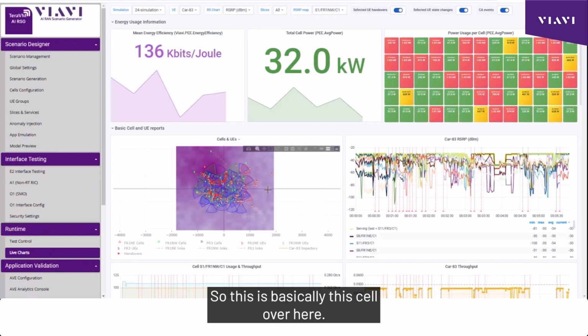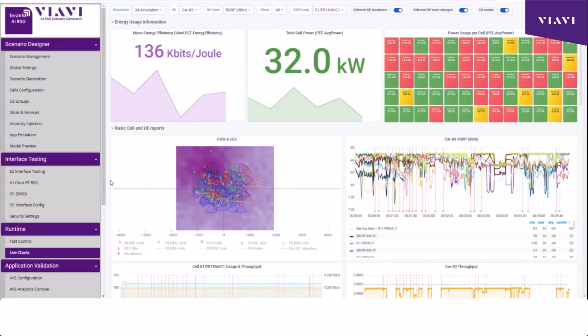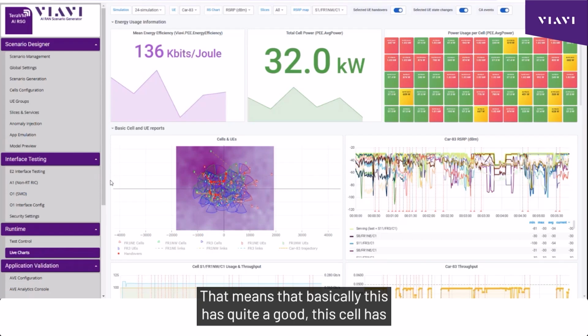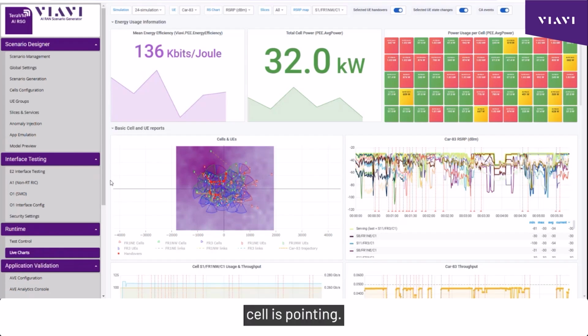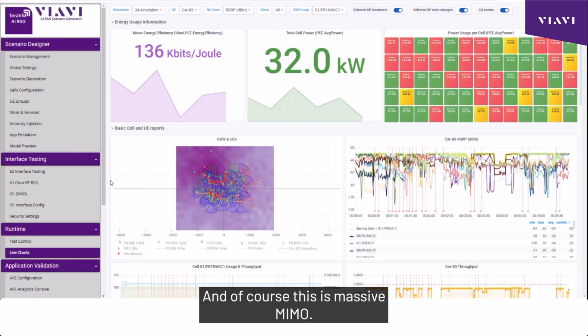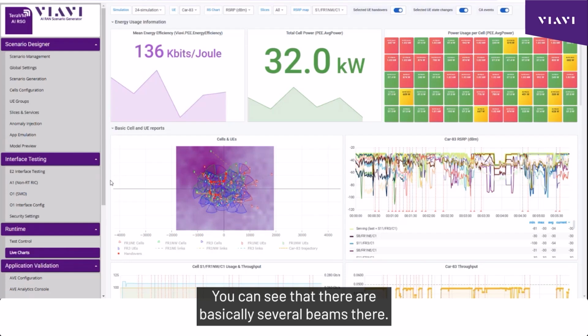So this is basically this cell over here, and you see on the left corner we have a very dark purple color. That means that this cell has quite good coverage in this northwest corner, where this cell is pointing. And of course this is massive MIMO, so this is not a single shape. You can see that there are several beams there, several beams in a deeper dark color.